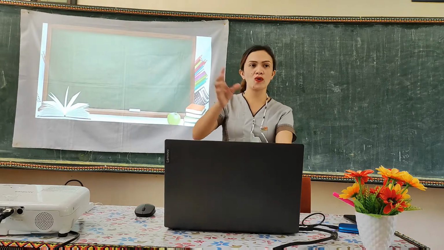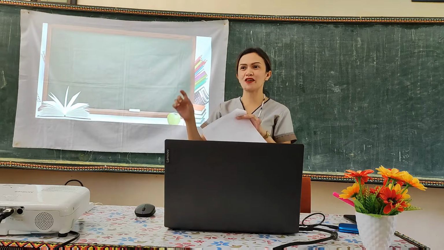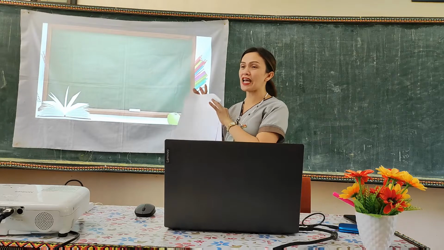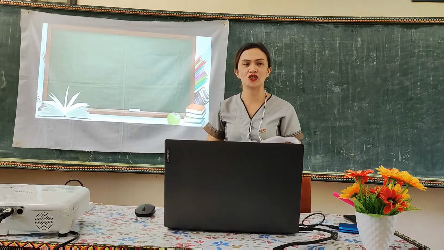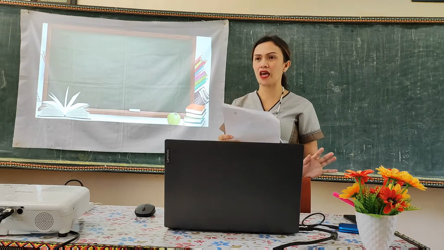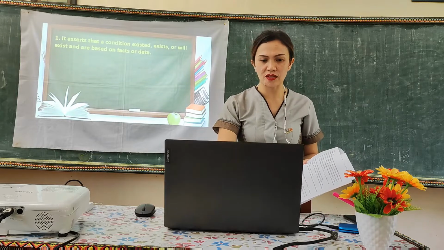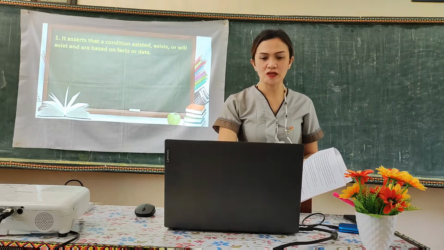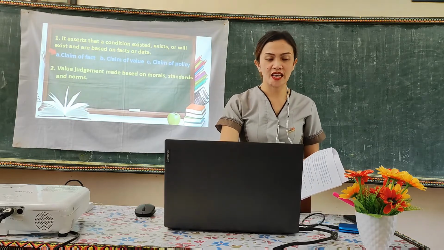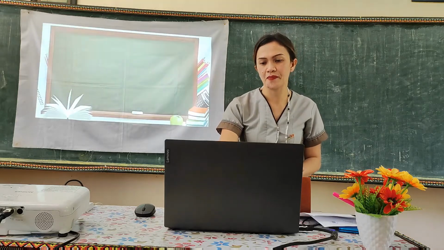Every row will have a representative and I'm going to give them a cardboard. Every time I present the sentence or statement, they are going to raise their answer. So it's like a quiz bee. For every correct answer, they will have 1 point. So these are the questions that I'm going to present to them. The source of the condition. And then the answer is claim of fact. Second, I have 6 questions for them.